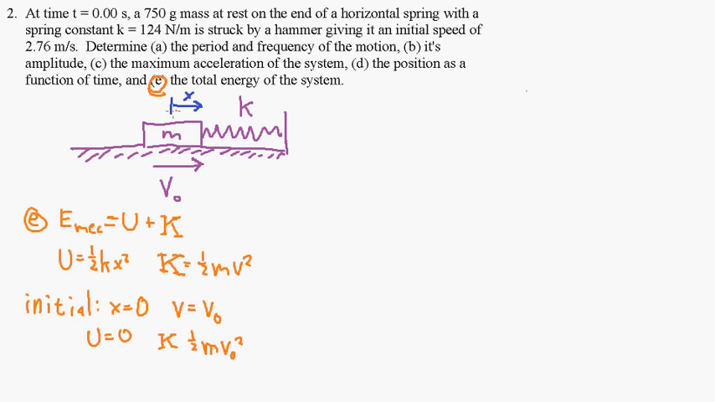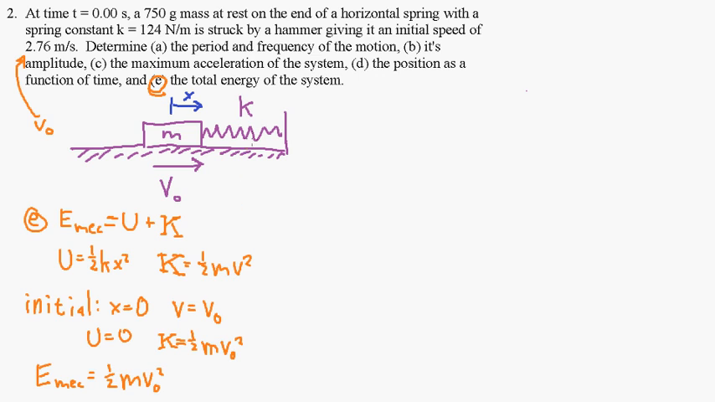So initially we're at the equilibrium position, we get a smack from a hammer and get going to the right with speed v naught, and that means initially our kinetic energy is this. The potential energy is 0, so the mechanical energy is 1/2 m v naught squared, and we were given v naught and we have the mass, so that's all there. That's all great.